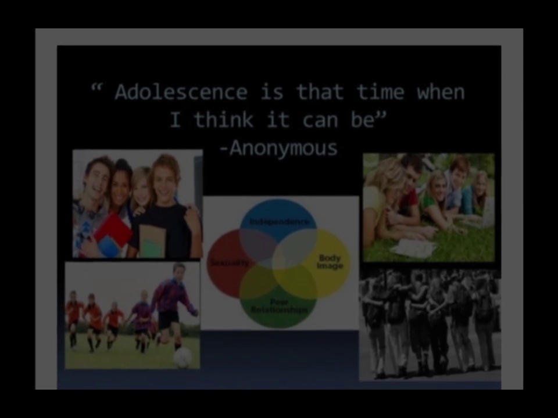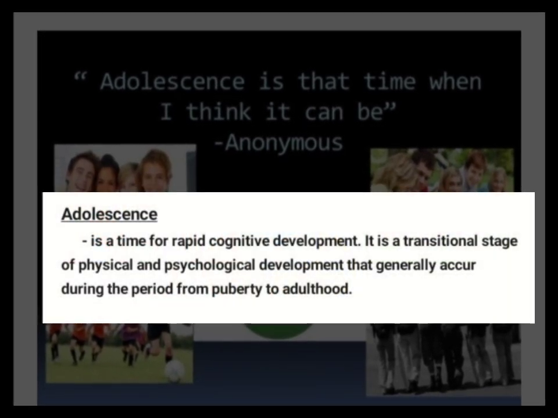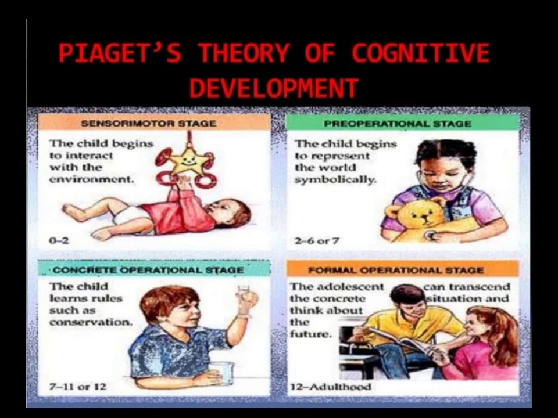And now, let's proceed to the adolescence. Adolescence is a time for rapid cognitive development. It is a transitional stage of physical and psychological development that generally occurs during a period from puberty to adulthood. In this stage, dito na nagkakaroon ng mga pagbabago sa ating katawan. Napapansin nyo.